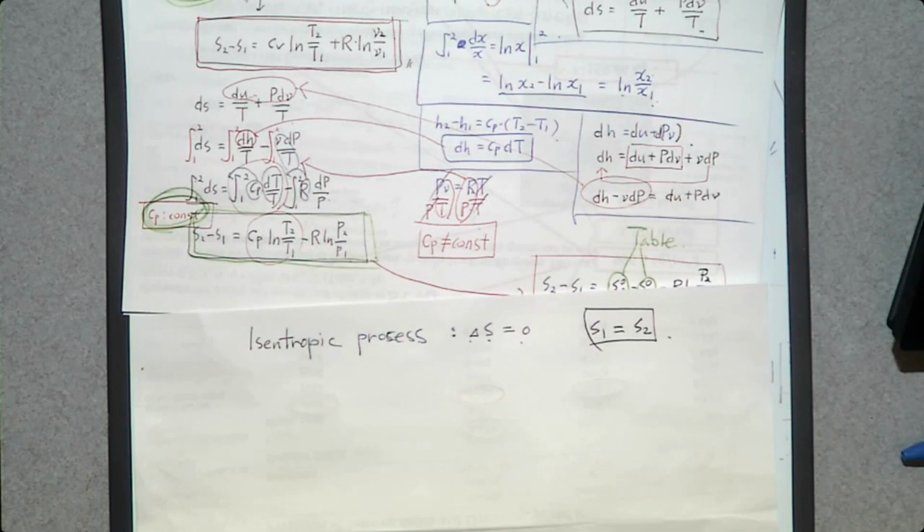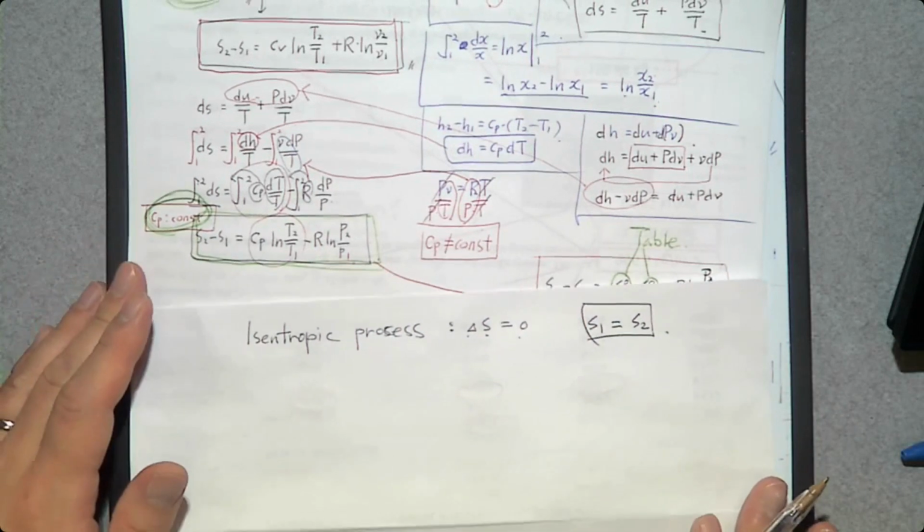So when you design an engineering product, our focus is going to be how we can make our process close to an isentropic process. To do that kind of analysis, we need to know how to evaluate an isentropic process. So let's do that. Let's study this isentropic process.